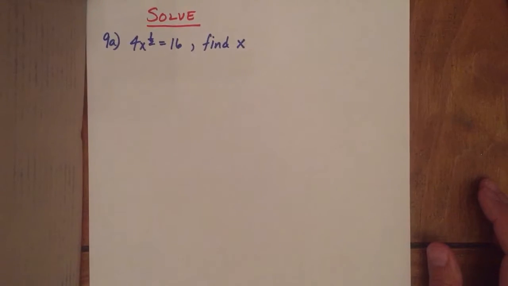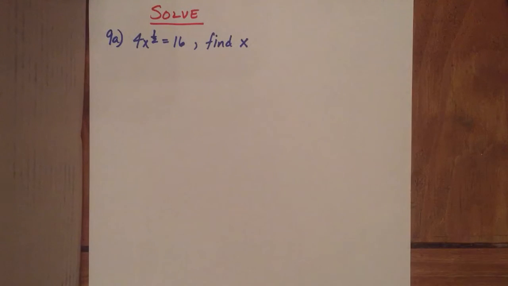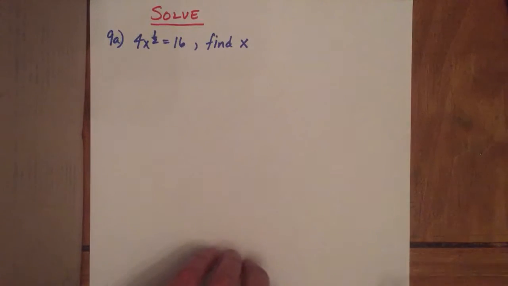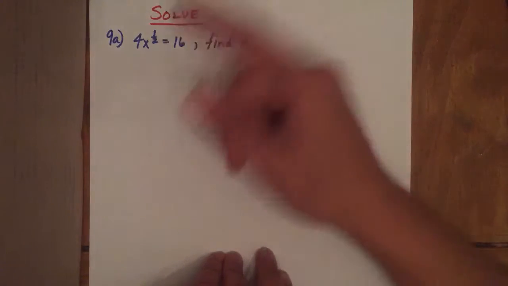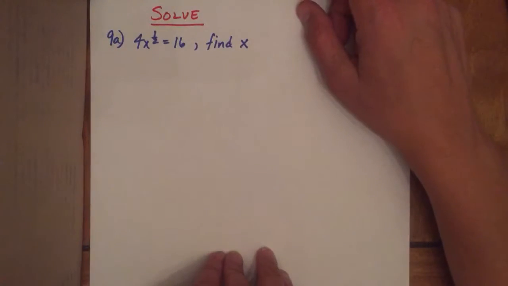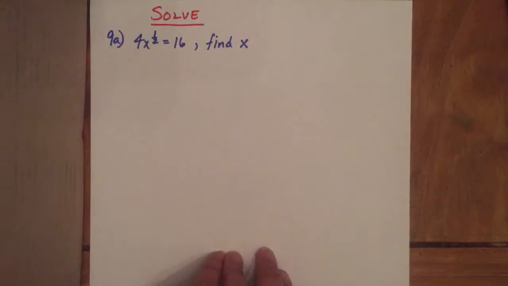This is part 9 of the review, and we are now looking at solving equations that feature fractional exponents. So we're going to look at number 9. A fractional exponent is an exponent that's in the form of a fraction. So what we need to do is understand what a fractional exponent is.